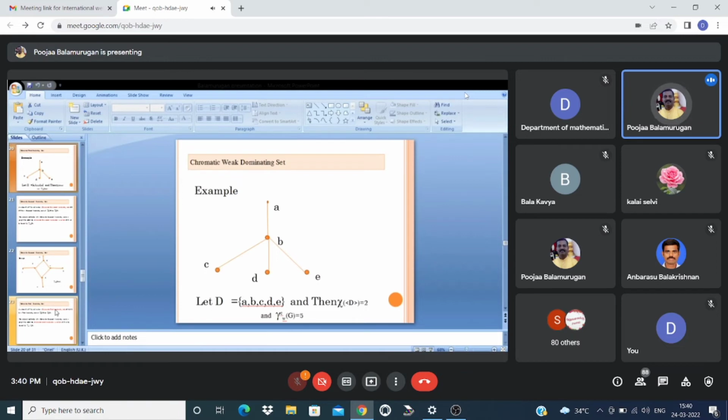So what is the equalities of both? So this is the pending area of chromatic strong dominating set and chromatic weak dominating set, right? Okay.